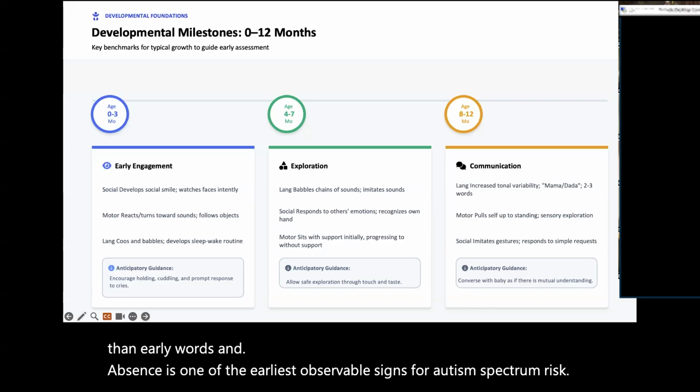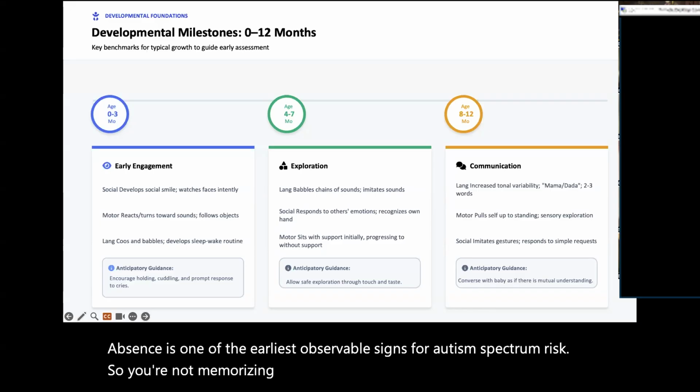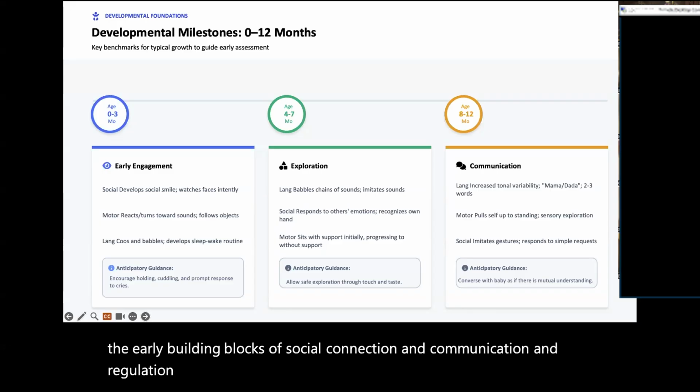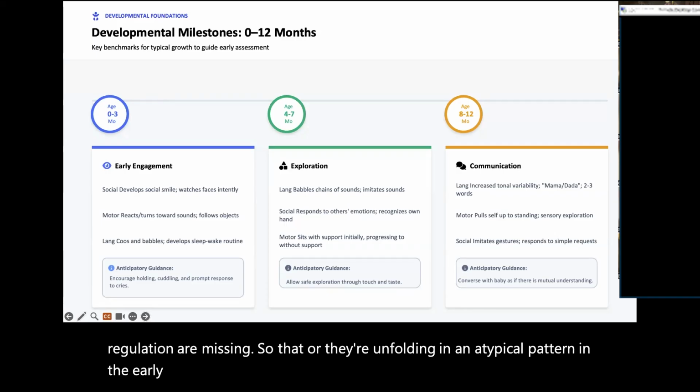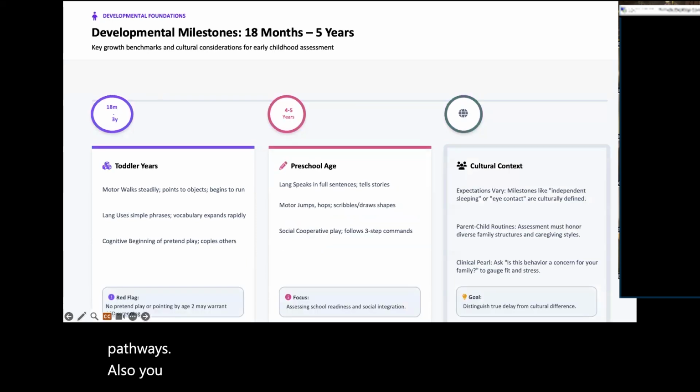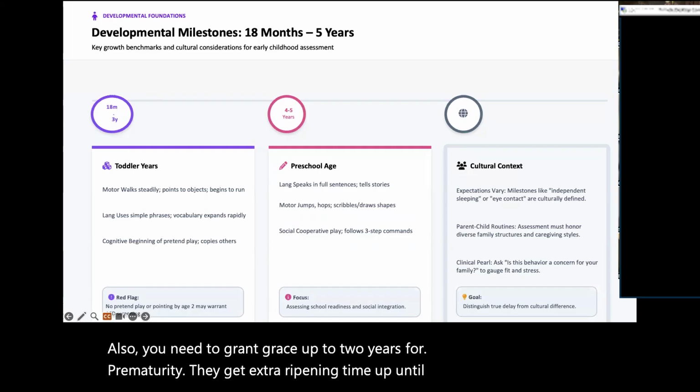So you're not memorizing milestones. You're learning to recognize when the early building blocks of social connection and communication and regulation are missing, or they're unfolding in an atypical pattern in the early months to lay the groundwork for all later developmental pathways. Also, you need to grant grace up to 2 years for prematurity. They get extra ripening time up until 2 years old.